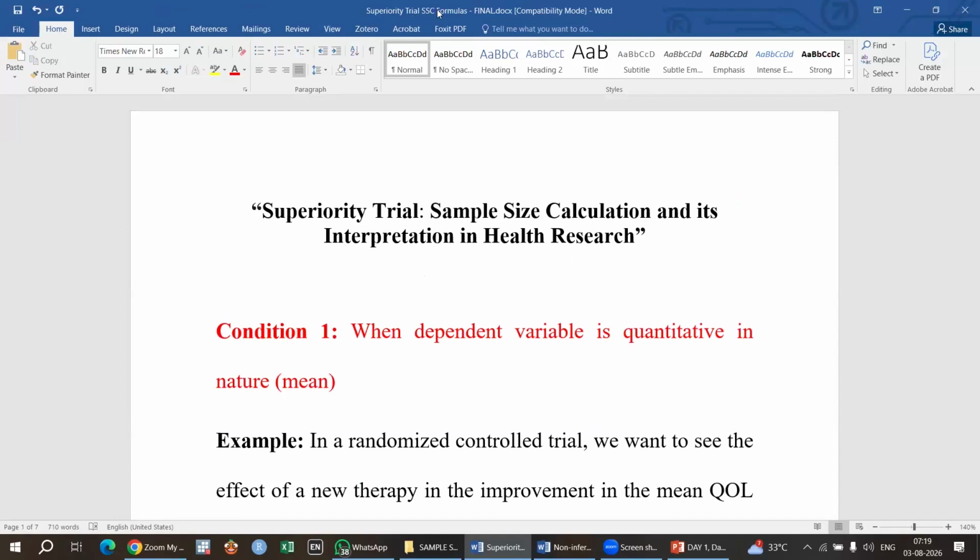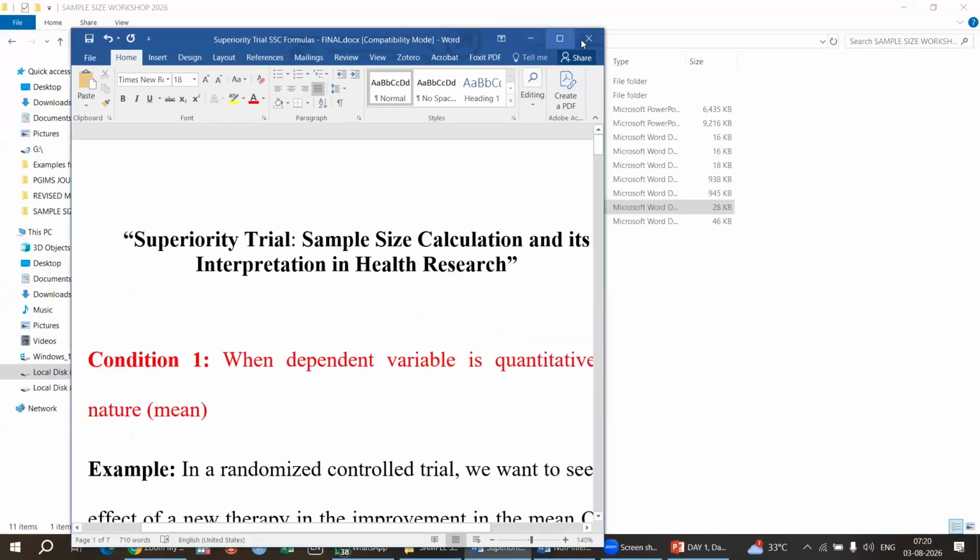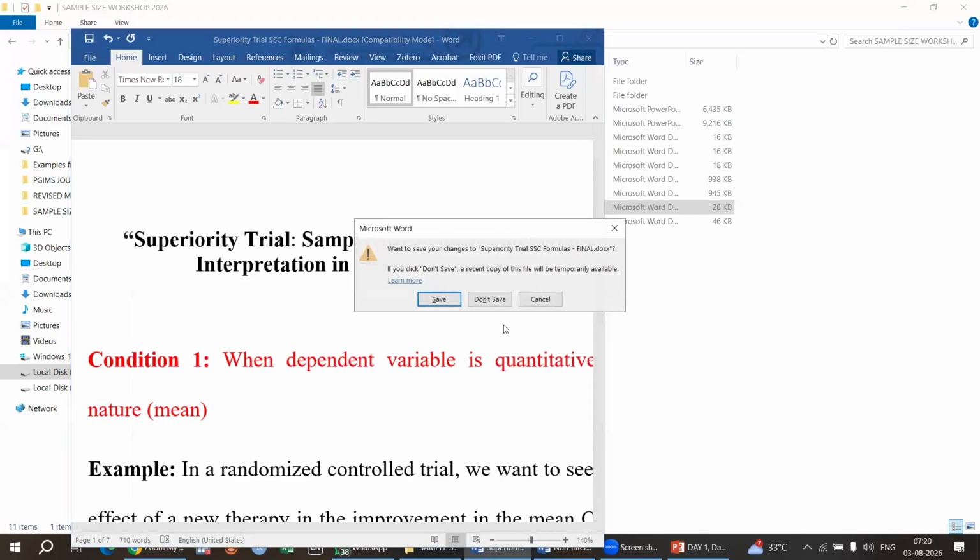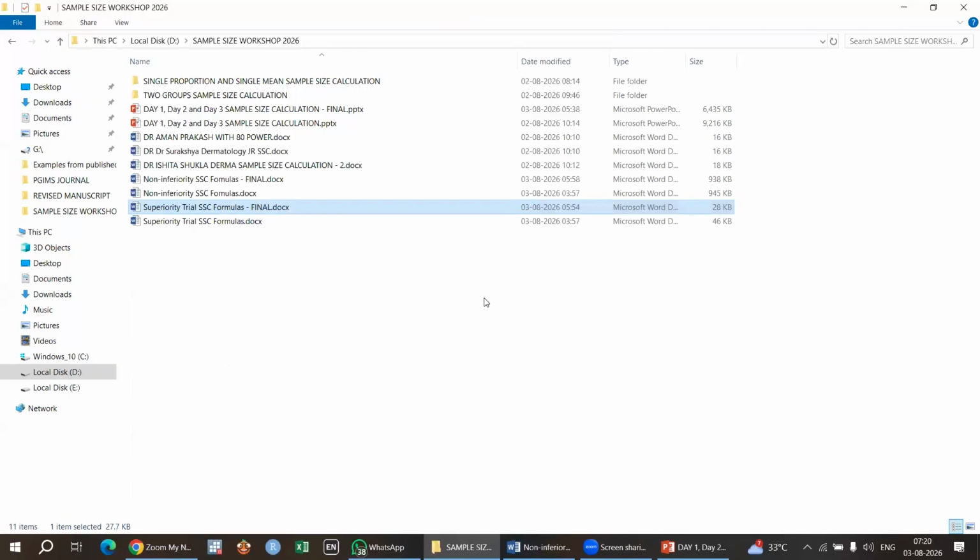I'm not saving this file. I will send it to you. Not saving. You will do the practice. I will send you this file. Then move to non-inferiority. Okay.